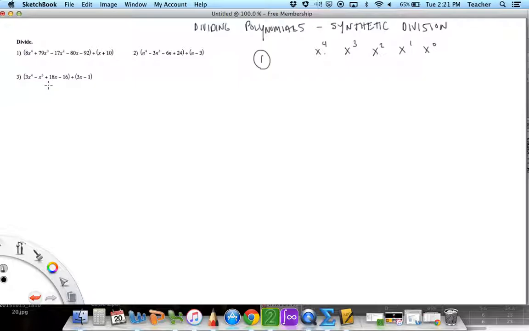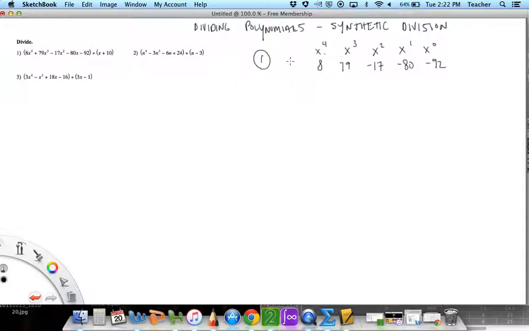Next we fill in the coefficient in front of each of these terms. The leading coefficient of x to the fourth is 8, so we put an 8 underneath here. For x to the third, there's a 79 in front. In front of the x squared there's a negative 17. Again, I'm taking the negative sign and putting it into the problem. Next is negative 80, the x to the first, and then negative 92 is the term with no x, or x to the 0 power. Alright, so now I've got that set up. Again, these come from the coefficients in front of each of these terms.